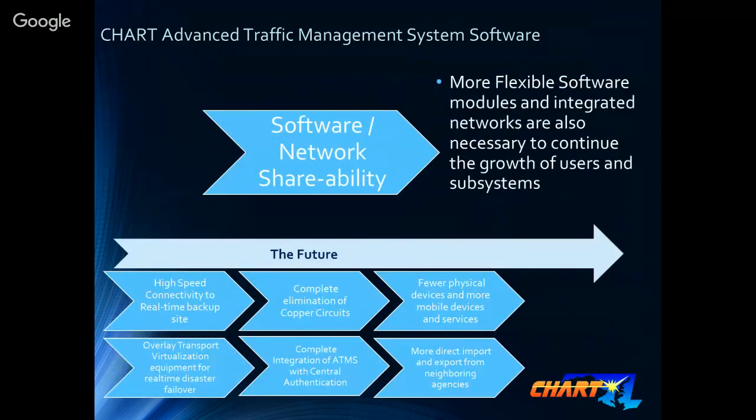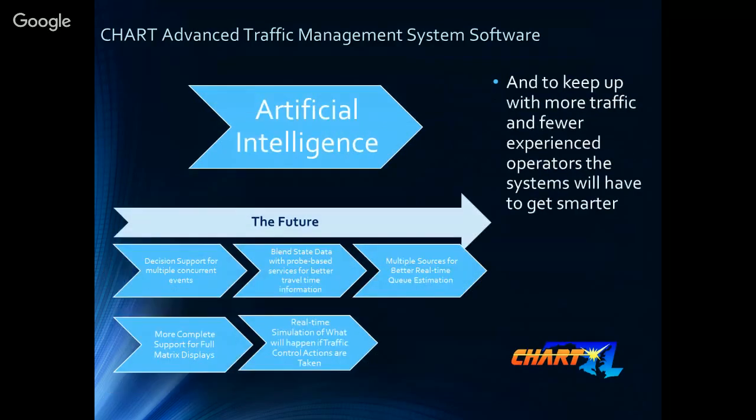What else can we do? Real-time backup, virtualization of the equipment, integration with central authentication, things that we're trying to do now to make sure that we can continue to share this out with more people, and more artificial intelligence, decision support for multiple concurrent events. That's when your system gets insane, trying to figure out multiple events and who gets priority over what.